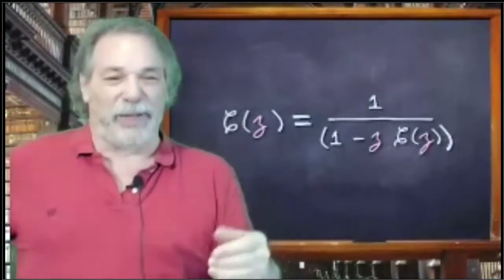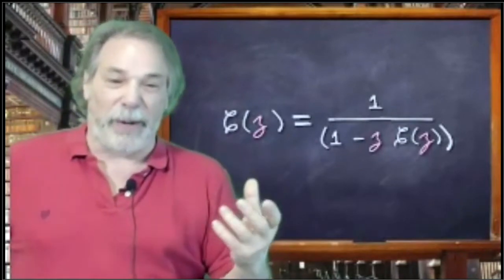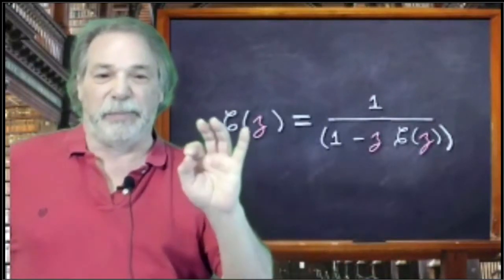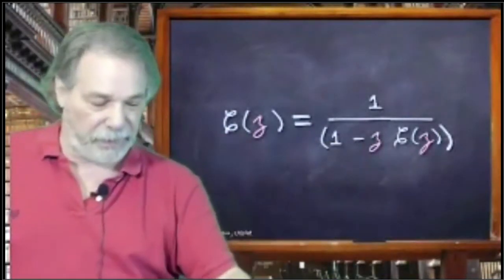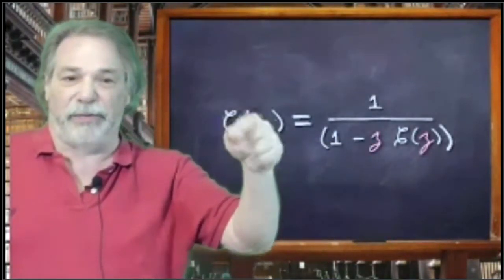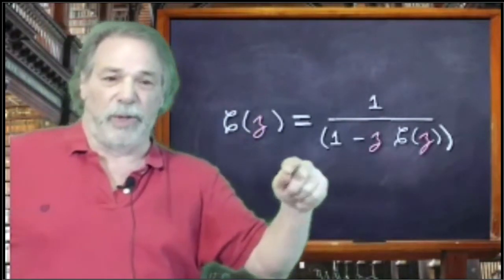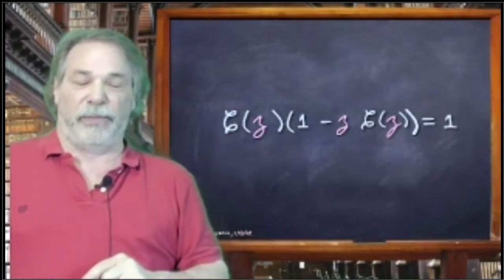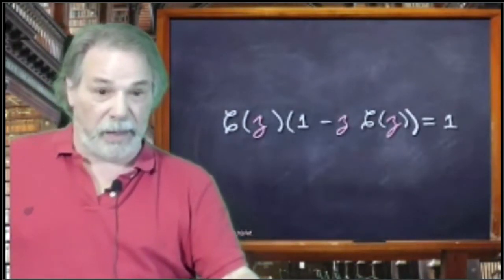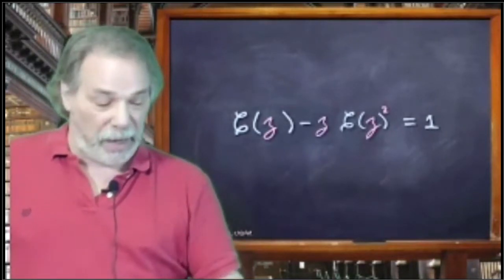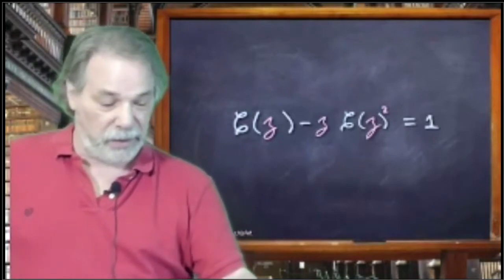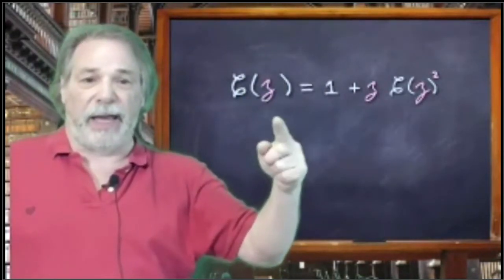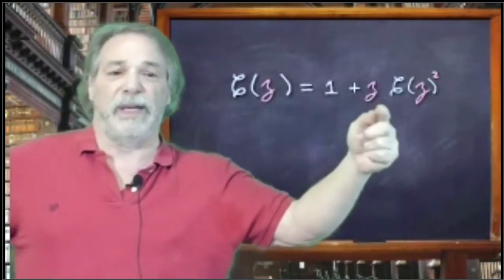I would need to explain more if I had to do this correctly, but all this can be made very mathematically precise. Now, once you have this equation, that's the series of Catalan numbers, you can solve it. So let's solve it. You just do this, and then you multiply, and you write it, if you want, this way. It says that this series you're looking at is equal to 1 plus z times itself squared.